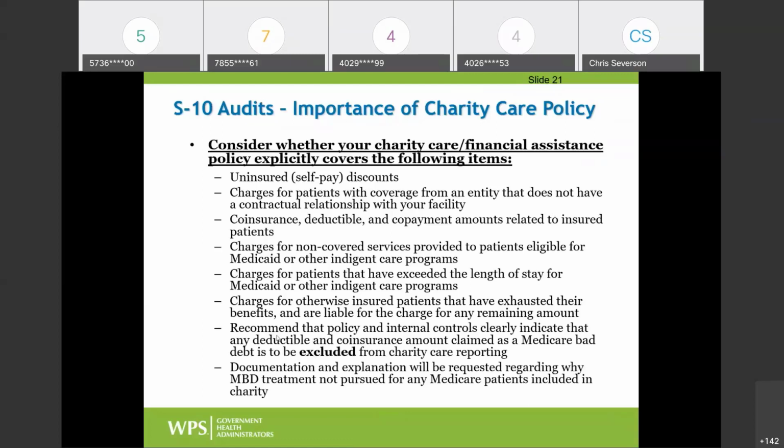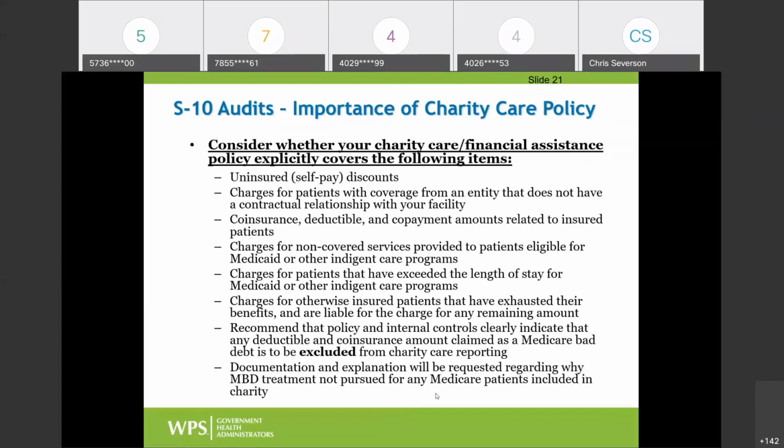And the other thing that should be in there is related to Medicare bad debt, just more of a control than anything. If you have deductibles and coinsurance amounts that are claimed as Medicare bad debts, then they can't be duplicated as charity care as well. You can't get the best of both of them. You can either report it as a Medicare bad debt, or if you did not claim it as a Medicare bad debt and it wasn't a bad debt at all, then you can report it as charity care as long as it's in your policy. But just make sure that you have a control in place that ensures that they don't get reported both places.